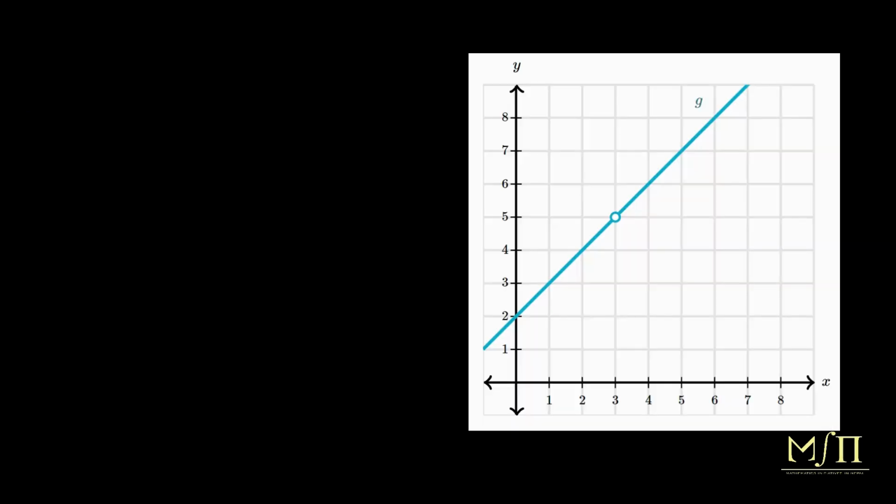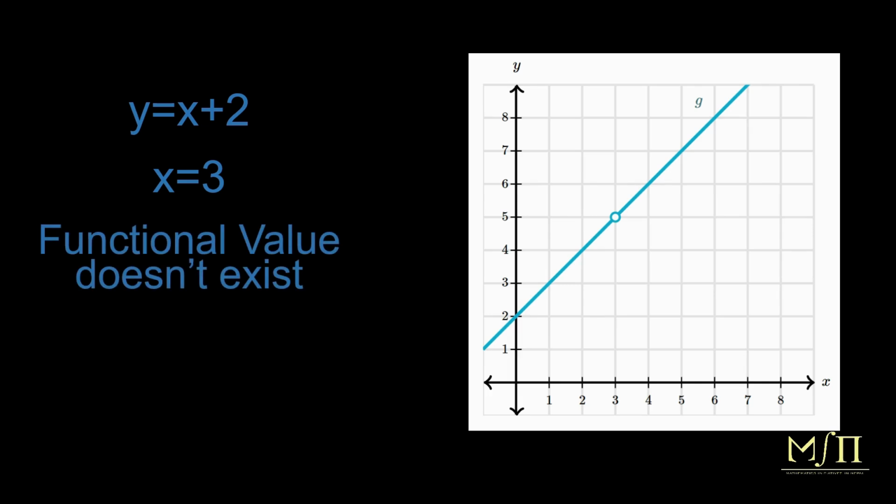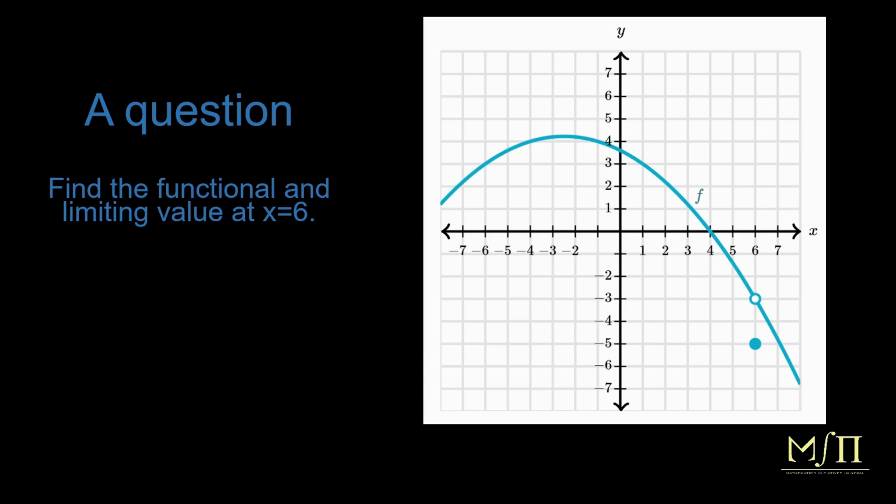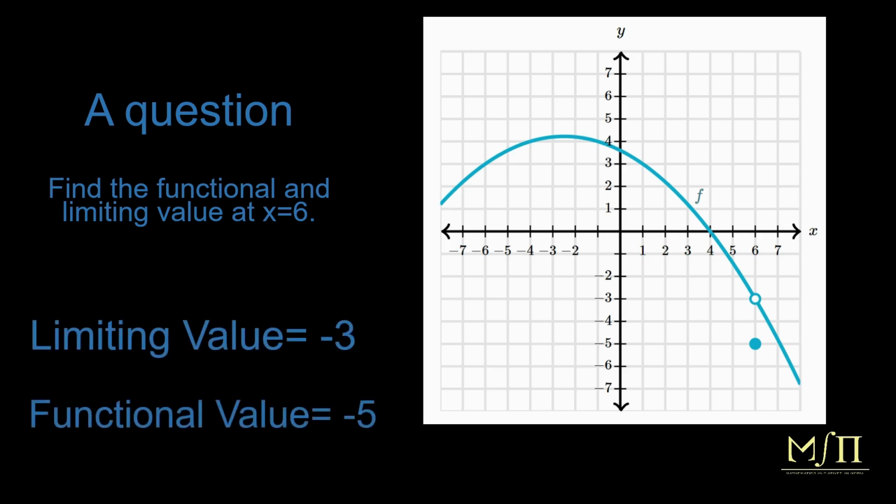Now let's look at another example. In this function y equals x plus 2, look at the point x equals 3. The y value is missing at this point, which is indicated by a hole. So the functional value at this point does not exist, but the limiting value does. And the limiting value is again 5 here. A question for you. Find the functional and the limiting value of the function f at x equals 6. The answer is, the limiting value is -3, but the functional value is -5.